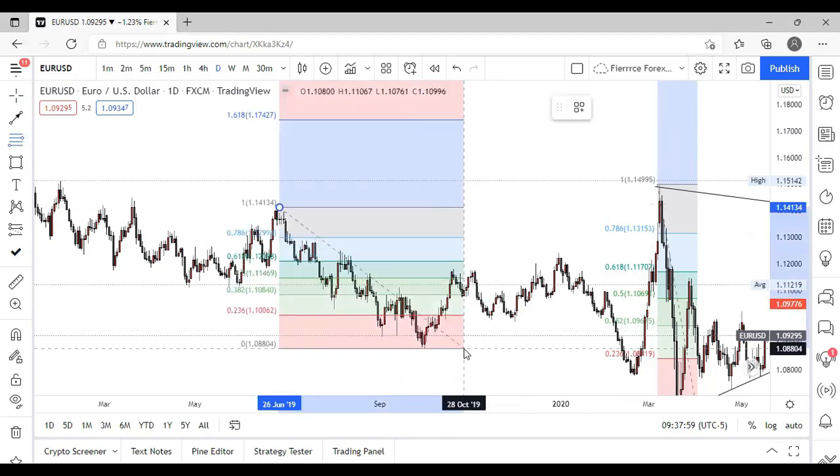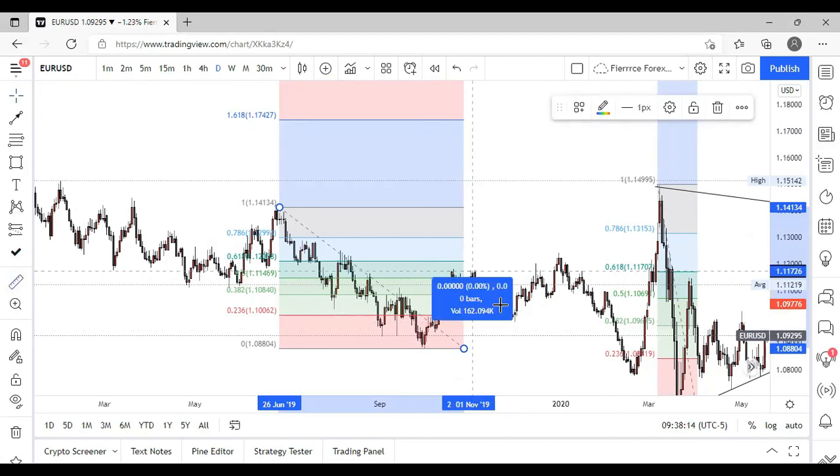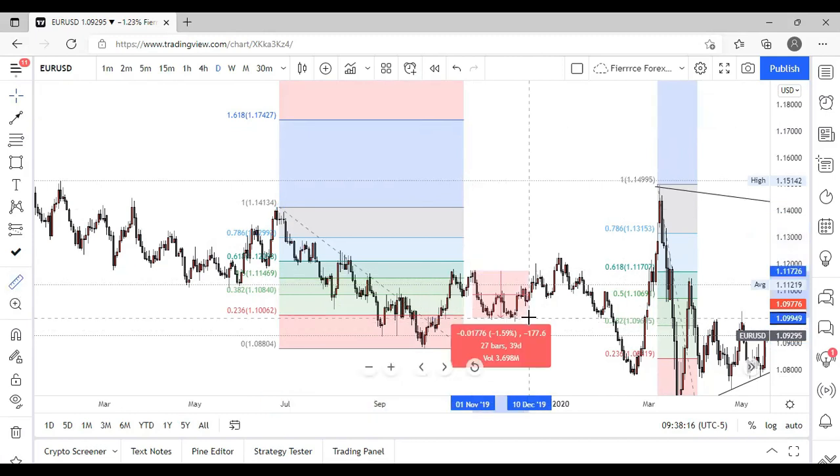Okay. And we see we did break structure here. We retraced, but then we dropped again. And when we retraced here, we hardly went above the 50%. So there was a nice selling potential there, and that was about 177 pips, which is quite something.